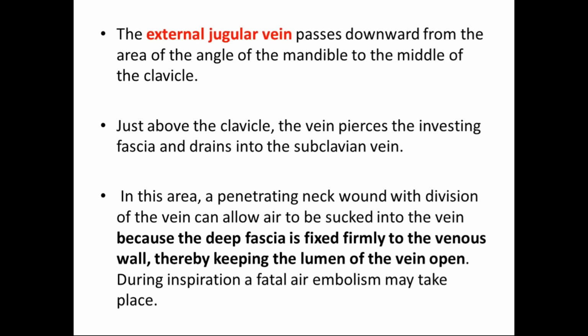Next, we have seen part of the external jugular vein is also present there. So the external jugular vein passes downwards from the area of the angle of the mandible to the middle of the clavicle. Just above the clavicle, the vein pierces the investing fascia and drains into the subclavian vein. In this area, if a penetrating neck injury has occurred with division of the vein, this can allow air to be sucked into the vein because the deep fascia is firmly adherent to the venous wall, thereby keeping the lumen open. Okay? Due to this, this can cause a fatal air embolism, leading even to death of the patient.